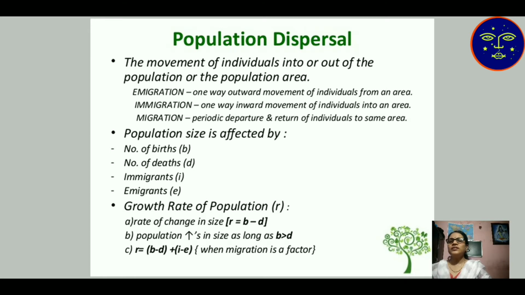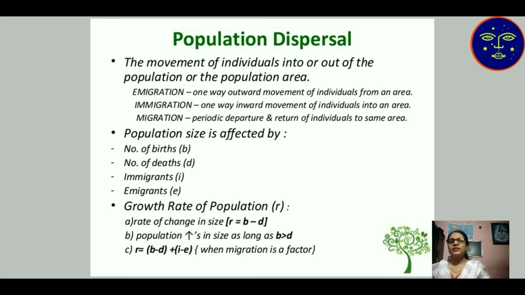Then population size is affected by the number of births, designated by the symbol small b, the number of deaths, designated small d, immigration or immigrants, small i, and emigrants, small e.